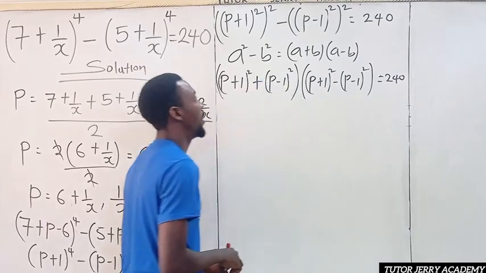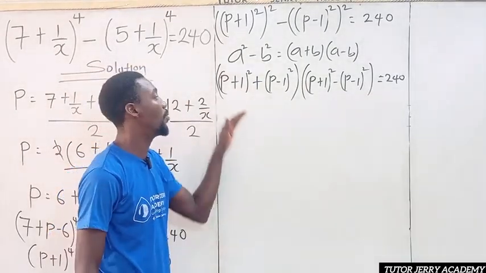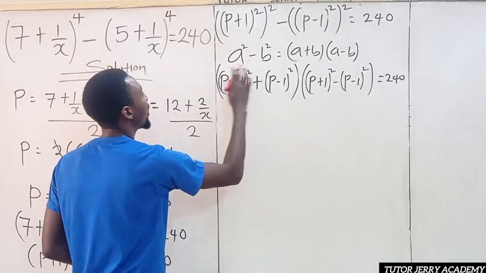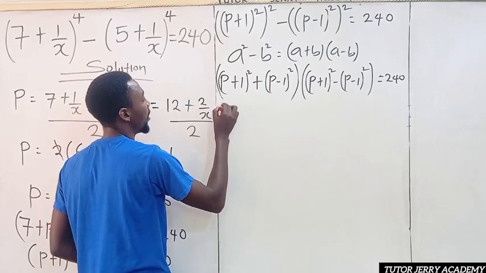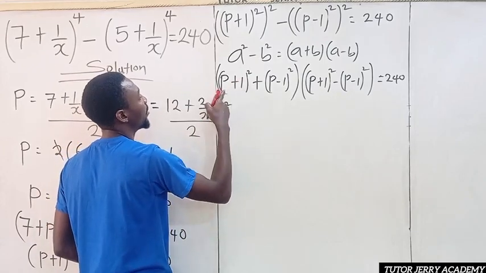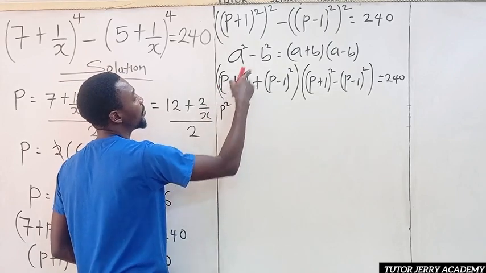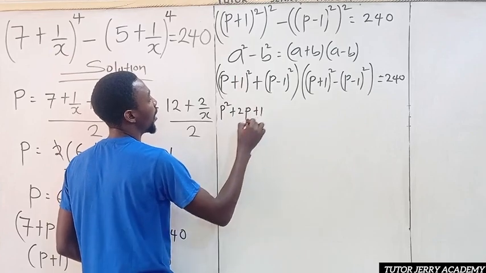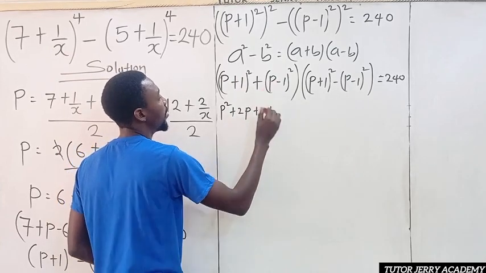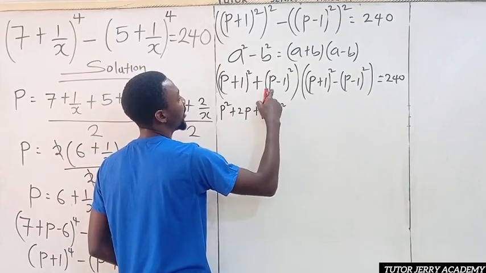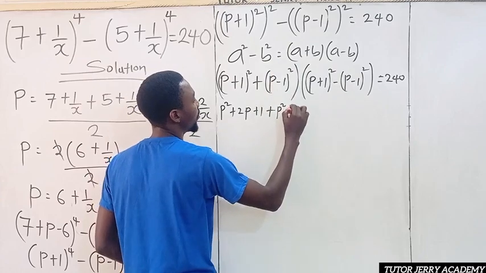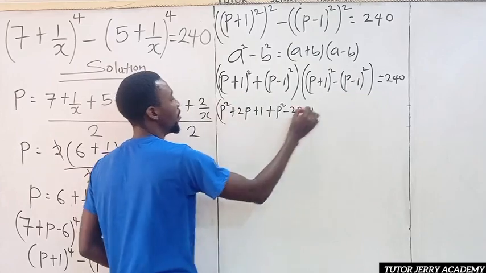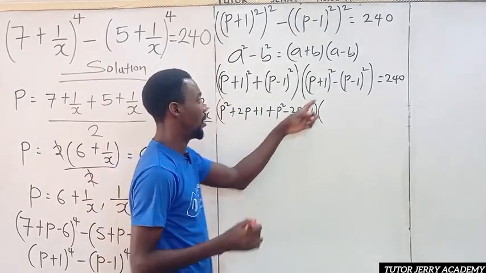Now, the next thing we are going to do is open this bracket. By putting our square on p, we are going to have p squared. Then p times 1 multiplied by 2, that is 2p. If we put our square on 1, we are going to have 1. Plus, put your square on p, you have p squared. Then p times negative 1 times 2, that is minus 2p. Put your square on negative 1, that is positive 1. So we can close this bracket. Then expand this as well.